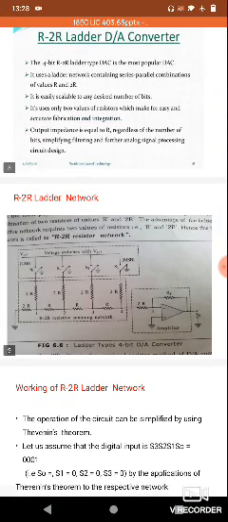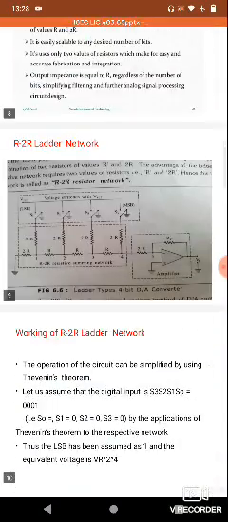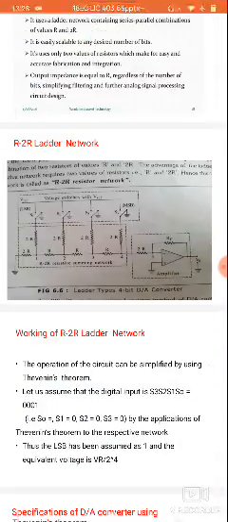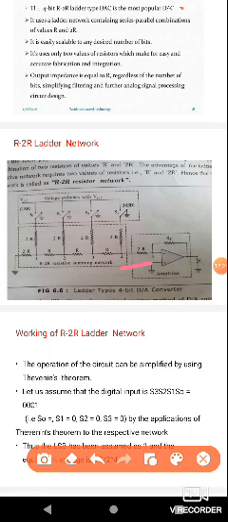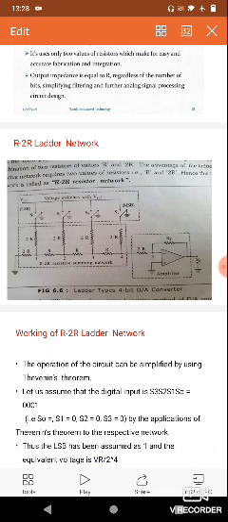If the binary input is 1, whenever the bit is high, it will be connected to the op-amp. The resistive network will be connected to the op-amp inverting terminal. Wherever the switch position is indicating 1, the output will be connected to the op-amp inverting terminal. If the switch position is indicated to the 0 position, the output is connected to ground. This is the ground terminal. So based on bit positions we connect either to the op-amp or to ground.